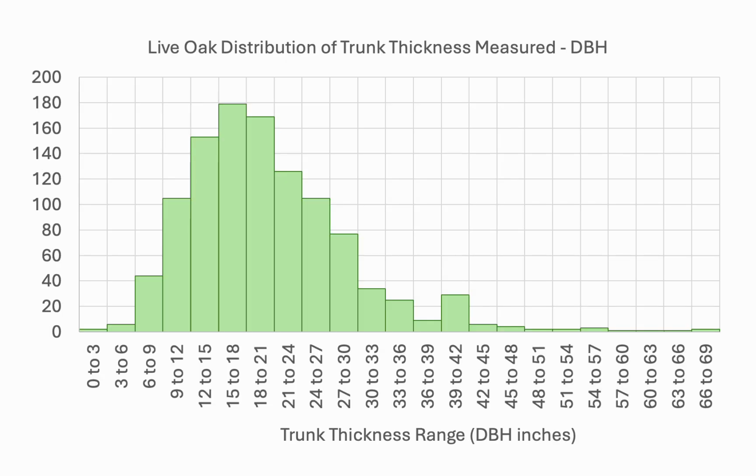A primary measure of a tree is the thickness of its trunk. A standard measure is the diameter 4.5 feet off the ground, known as the diameter at breast height. In our sample, this ranged from a few inches to more than 5 feet in diameter.